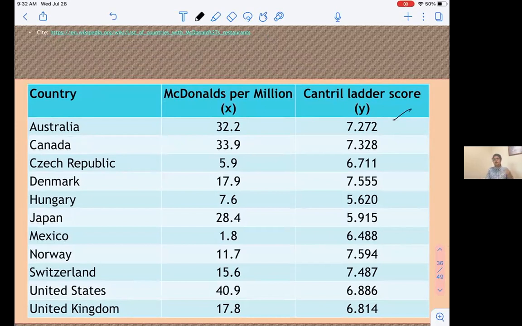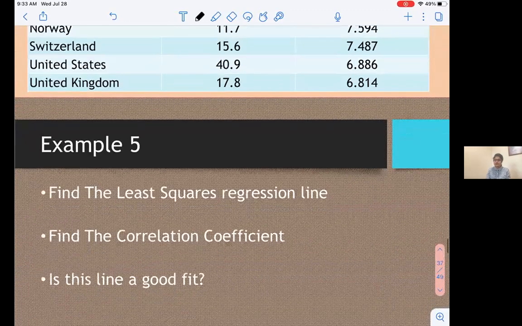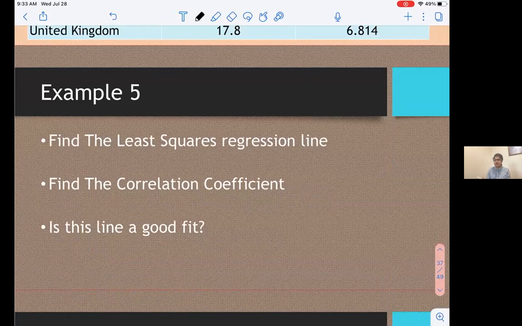Remember, the happiness level is going from 0 to 10. 10 is the happiest. So Czech Republic has 5.9 McDonald's per million people, and they have Cantrell level 6.711, and so on, all the values they have mentioned over here. What you have to do is find the least squares regression line for the relation between the happiness level and the number of restaurants per million people, and find their correlation coefficient. And based on the information from the correlation coefficient, you have to find out whether it's a good fit or a bad fit.